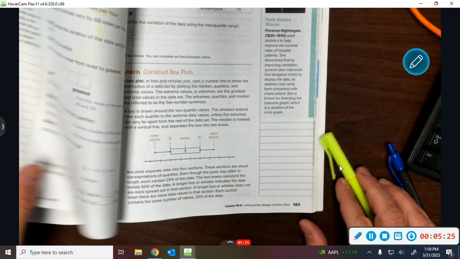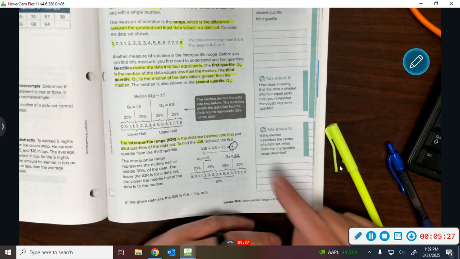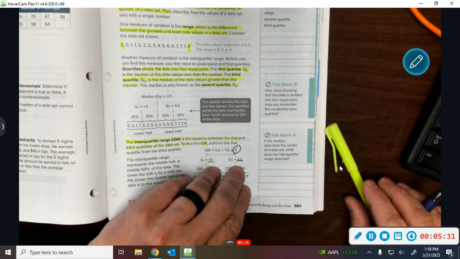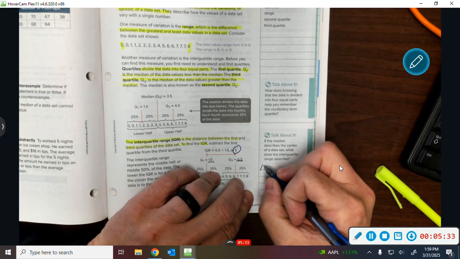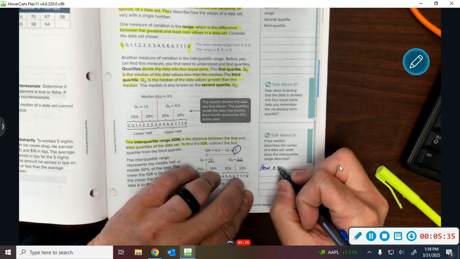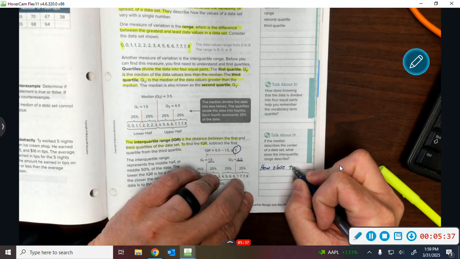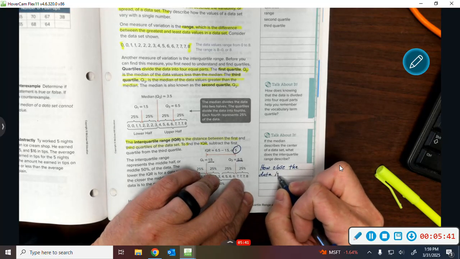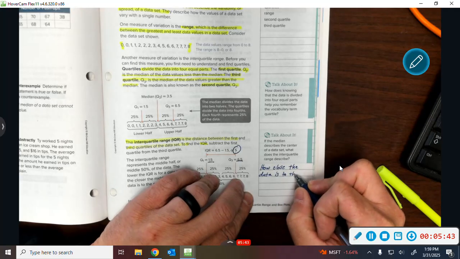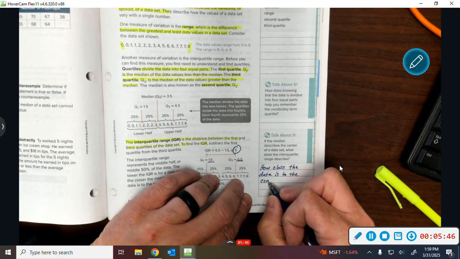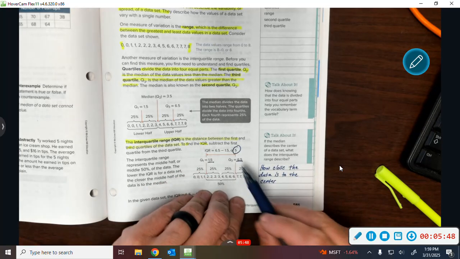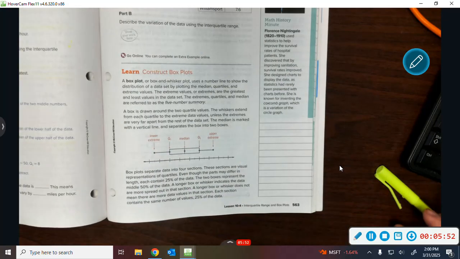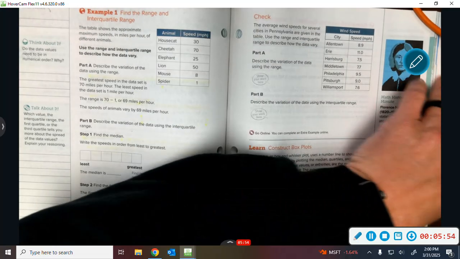So the interquartile range describes how close the data is to the center. So lower number, less variation. Bigger number, more variation. Alright, get this out of the way.